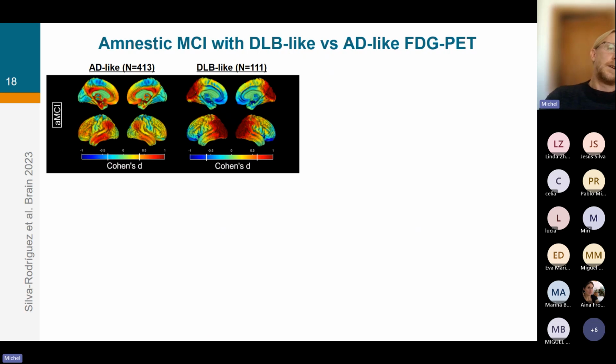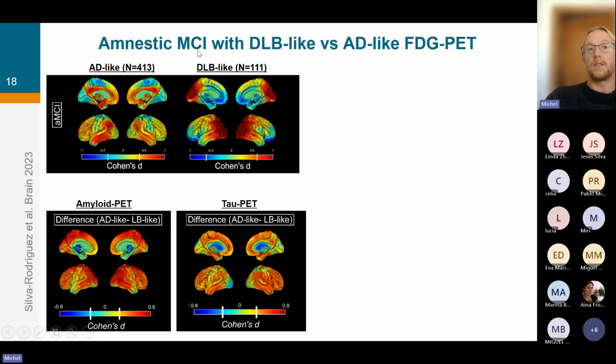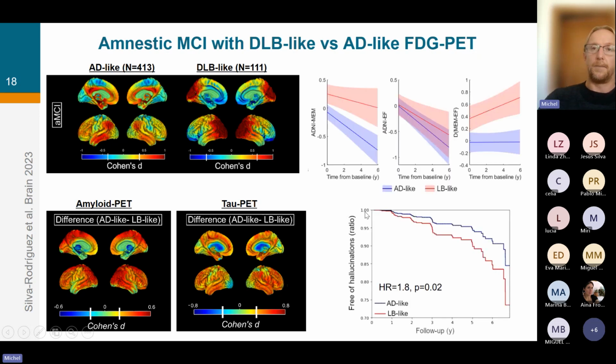Same but different. For the DLB-like pattern, the bottom line is, again, it works the same way as in the clinically diagnosed AD dementia cases. DLB-like amnestic MCI cases with a posterior occipital hypometabolic pattern suggestive of Lewy body pathology do indeed show lower amyloid biomarkers and tau biomarkers, both based on PET, and they also show a more dysexecutive predominant cognitive profile, especially over time, and they have a higher risk of developing hallucinations over time.